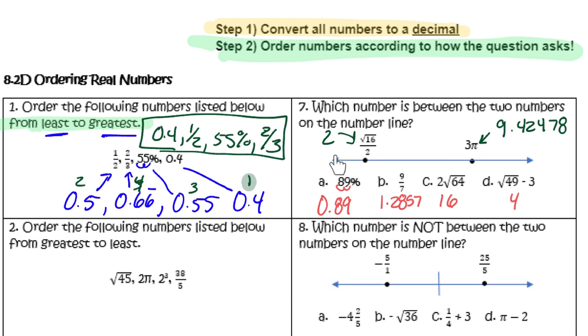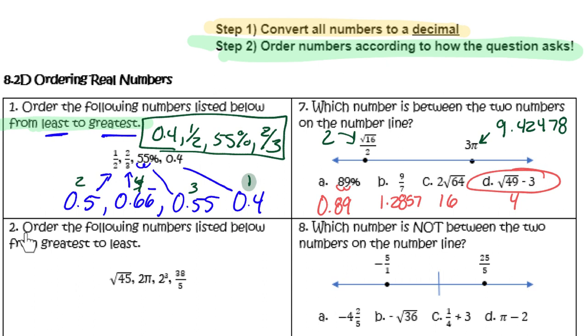1.28, no, that's still smaller than 2. 16 is bigger than 9. So the answer is D. If you did not do this correctly, you may not have found this and then not have found an answer that is between these two numbers on a number line.